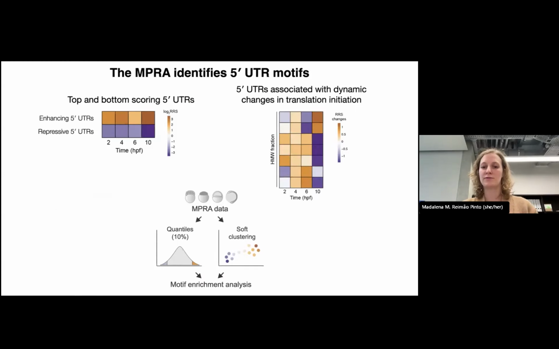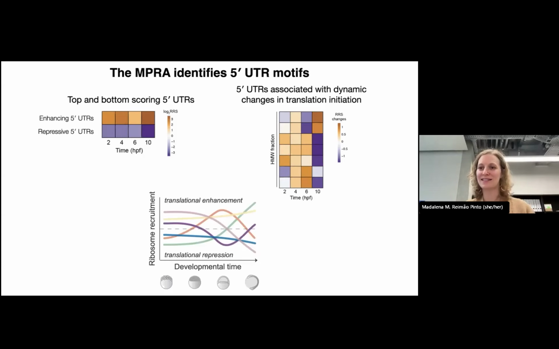And we also performed soft clustering analysis to identify groups of 5' UTRs that have concordant behaviors as embryos develop. So for example, if you focus on the two bottom rows of this heat map, you can see that there's groups of reporters that seem to lead to an increase in translation initiation until gastrulation sets in, and these become repressive at the end of gastrulation. And then we performed motif enrichment analysis to try and identify motifs that might be enriched in these different groups.